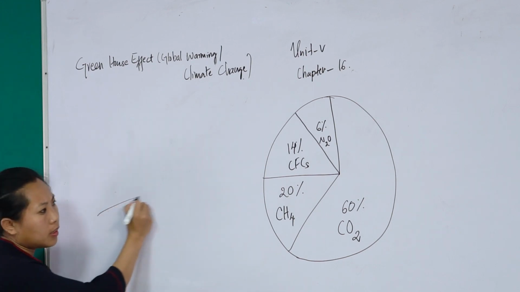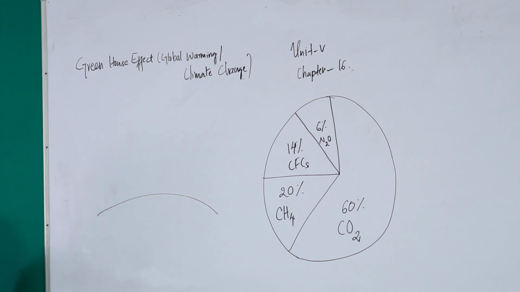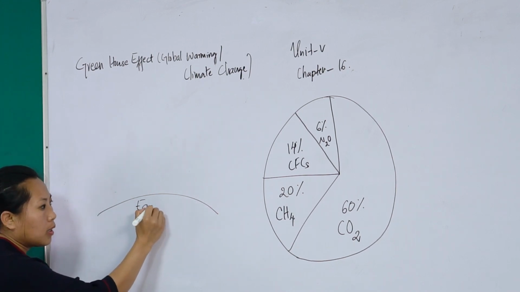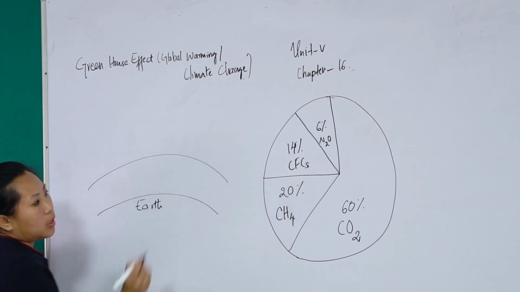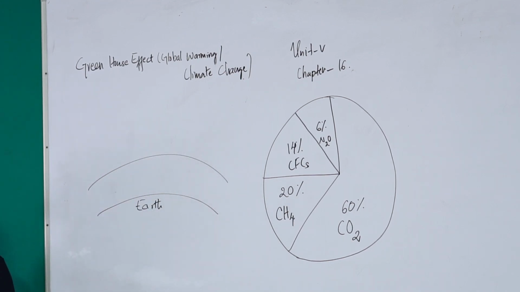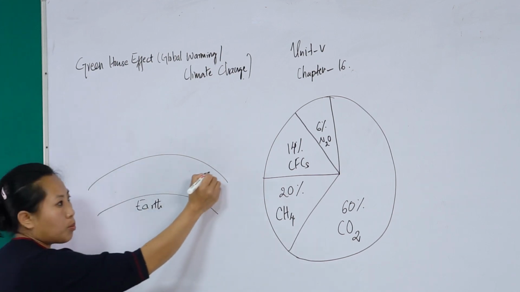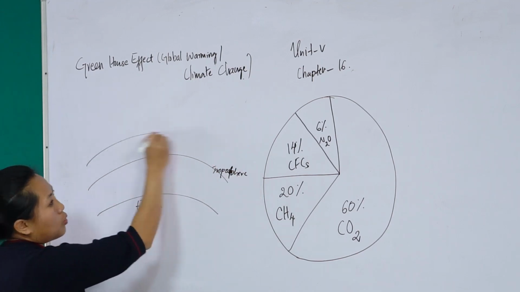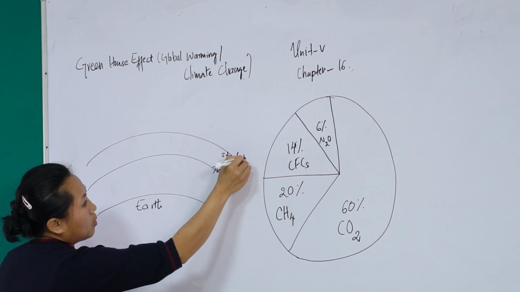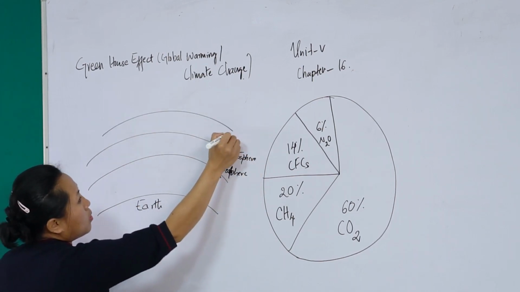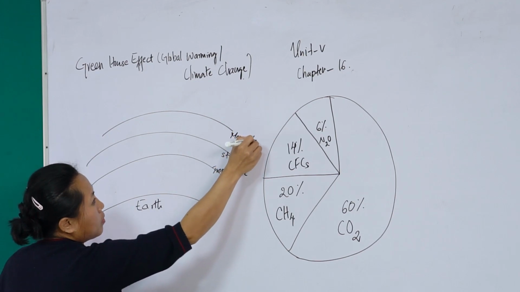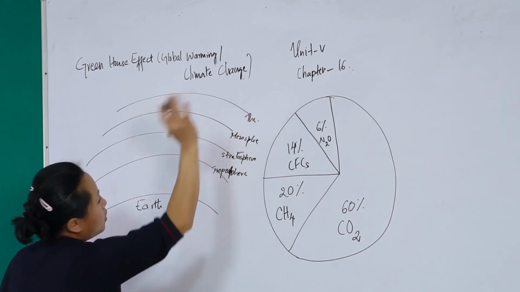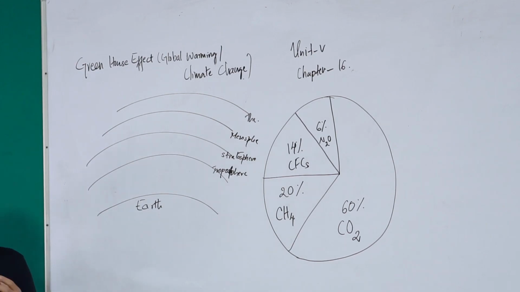You know that the Earth, which consists of the biotic communities, is surrounded by a gaseous envelope called the atmosphere, and this atmosphere consists of different layers. These are the troposphere, then the stratosphere, mesosphere, thermosphere, and space. So the atmosphere, which is the gaseous envelope of the Earth, consists of different layers: troposphere, stratosphere, mesosphere, thermosphere, and space.